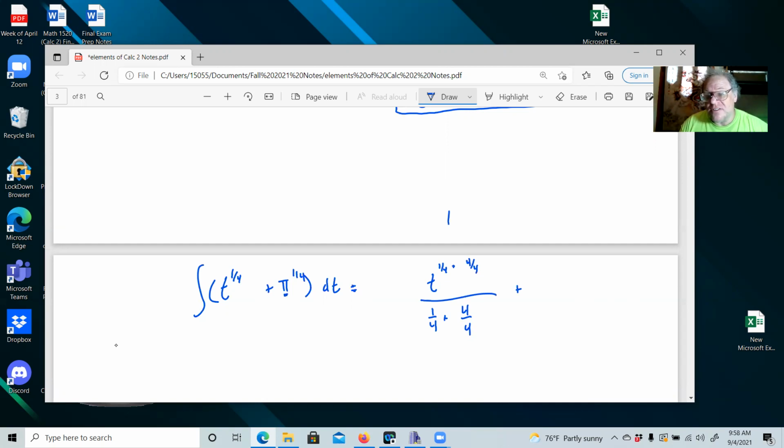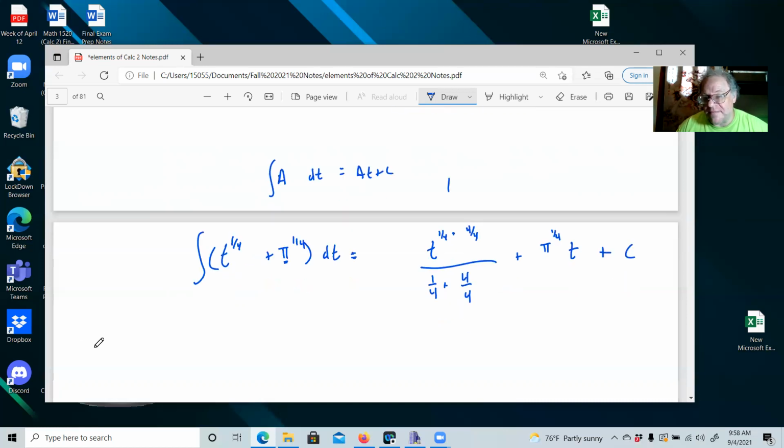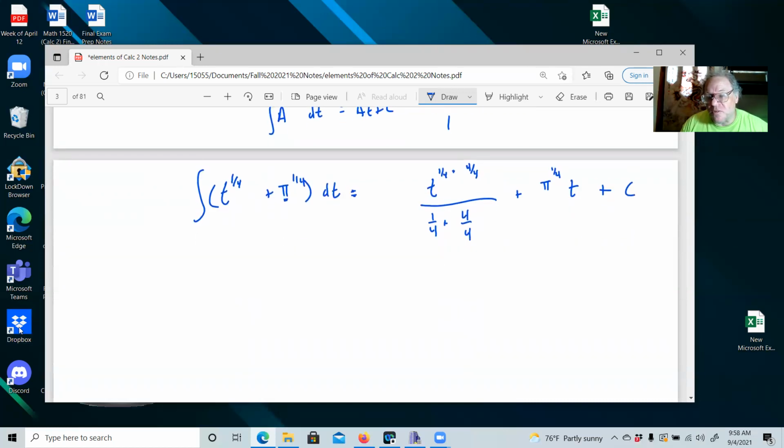That's a constant. So this is some constant, and we're integrating a constant. That's always going to be a constant times t. Regardless of what this looks like, square root, quarter root, whatever, it's still just a constant. It's t, because it's t to the 0. Plus C. So 1/5 plus 4/5, so it's going to be t to the 5/4 divided by 5/4, plus pi to the 1/4 t plus c.